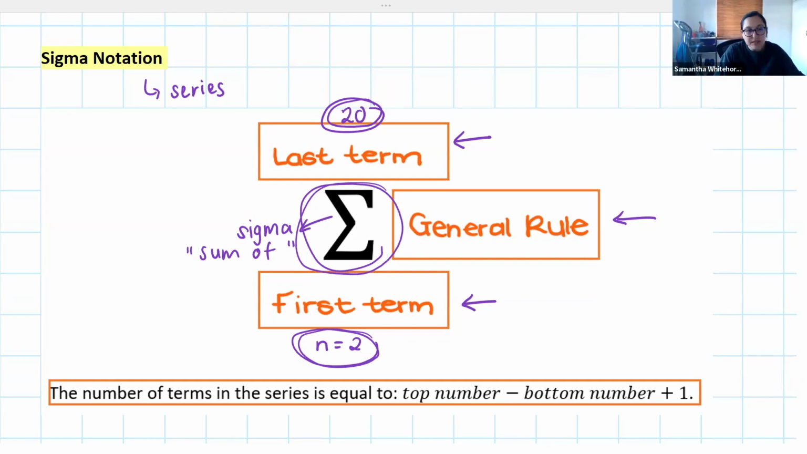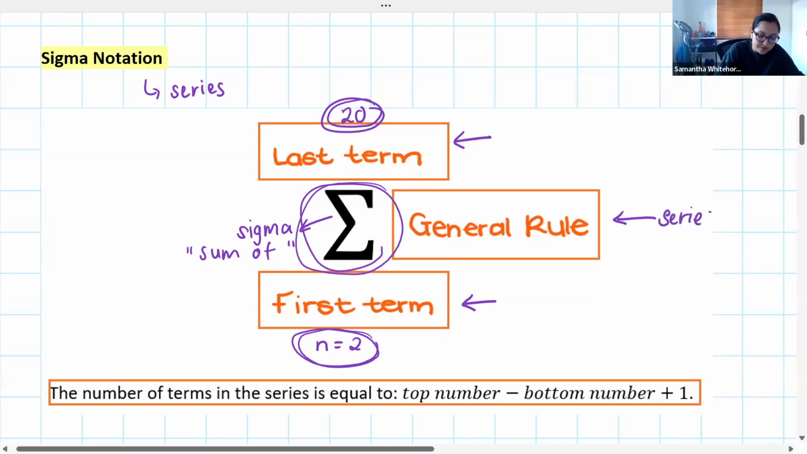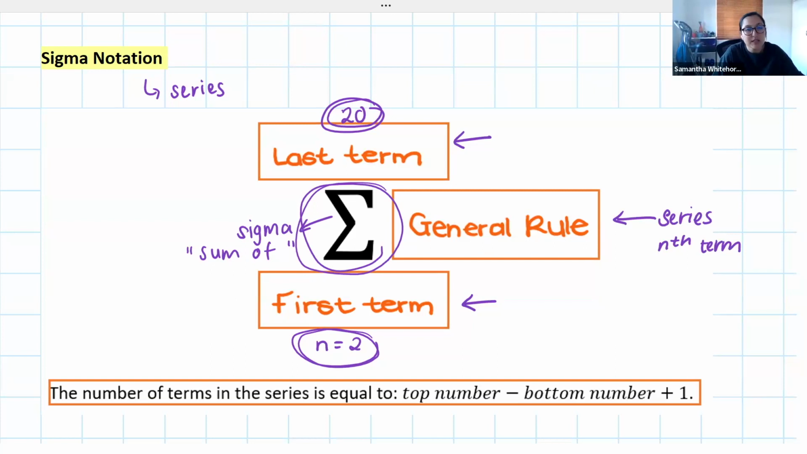The expression that's given to us on the right-hand side is the expression for the series I'm working with. So this gives me the series nth term, that general rule. That tells me exactly which series I'm working with. Am I working with an arithmetic series? Am I working with a geometric series? What am I finding the sum of?